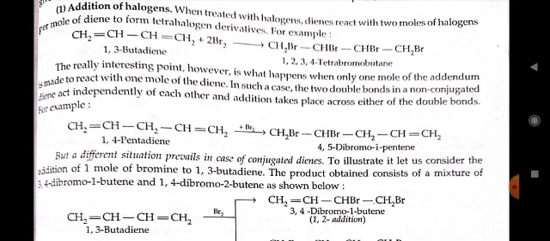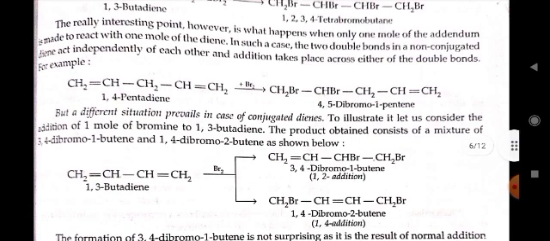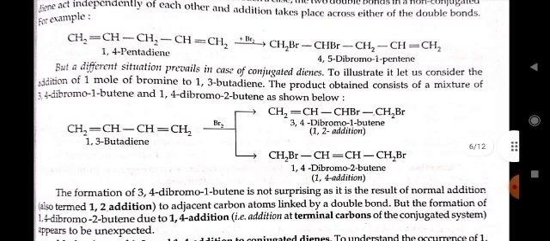The really interesting point, however, is what happens when only 1 mole of the addendum is made to react with 1 mole of the diene. In such a case, the two double bonds in a non-conjugated diene act independently of each other and addition takes place across either of the double bonds. For example, 1,4-pentadiene with Br2 gives 4,5-dibromo-1-pentene, but a different situation prevails in the case of conjugated dienes. To illustrate it, let us consider the addition of 1 mole of bromine to 1,3-butadiene. The product obtained consists of a mixture of 3,4-dibromo-1-butene and 1,4-dibromo-2-butene.